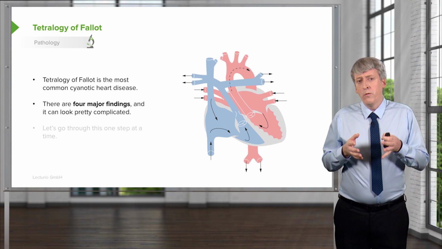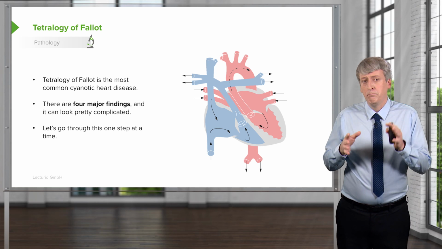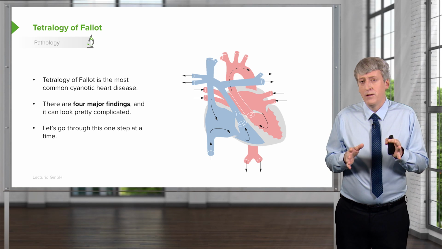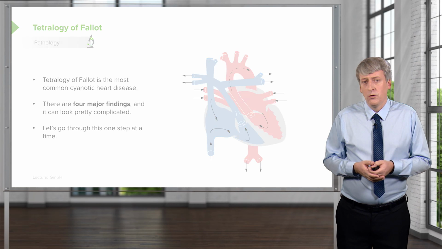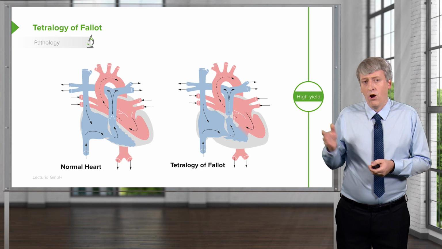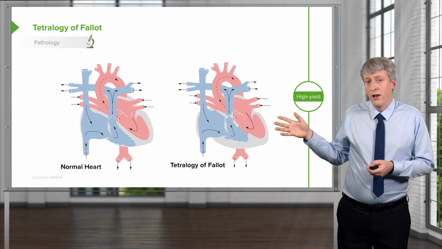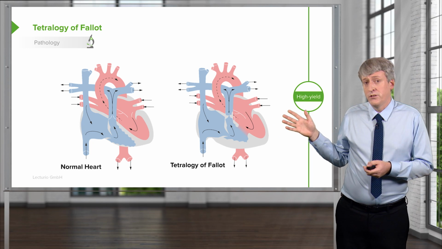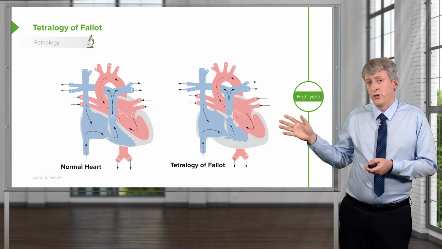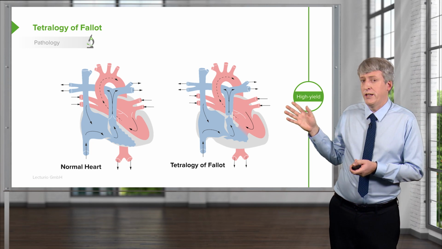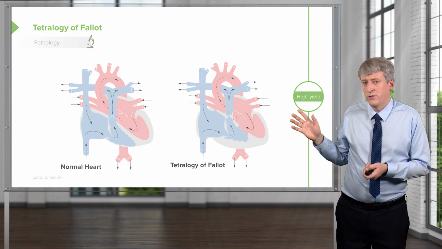So there are 4 major findings, and it can look pretty complicated, but if I go through it one step at a time, I think you'll understand it. Here we go. On the left side, you can see a normal heart. And on the right side of your slide, you can see Tetralogy of Fallot. I'm going to walk through the 4 findings in tetralogy, and I'm going to make it so you're convinced that it's not as complicated as it sounds.